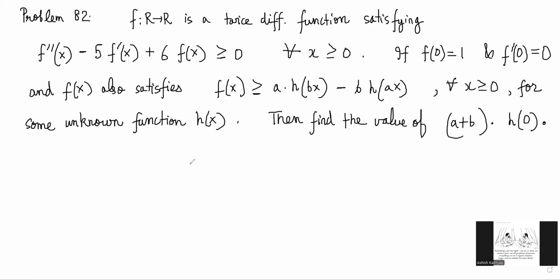Okay, so a slightly strange type of question. You might not have seen this before. f is a real valued function which satisfies this inequality. So this is a differential inequality. Here you have a double derivative, a single derivative and the function itself. And this is satisfied for all x greater than 0. They have also given f of 0 is 1 and f dash 0 is 0. And now they are saying that this function f of x satisfies another inequality: f of x is greater than a times h of b of x minus b times h of a of x for all positive x, for some unknown function h of x.